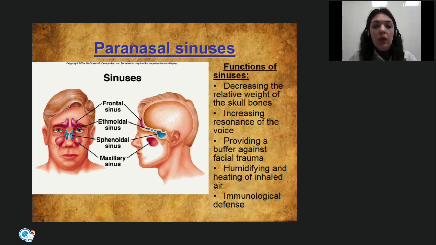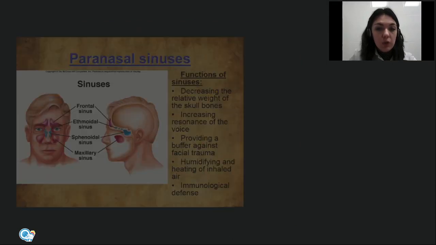And also immunological defense, because all the sinuses are lined with mucosa, and certainly mucosa also contains immune cells and produces mucus, and it protects us against any foreign microorganisms. Okay, so these are the functions.